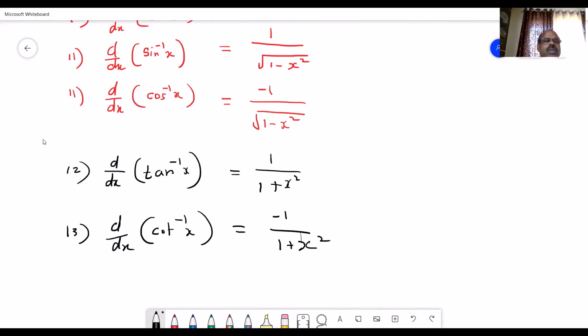Okay, so we have discussed here differentiation of sine inverse x, 1 by square root of 1 minus x square. Differentiation of cos inverse x is minus 1 divided by square root of 1 minus x square. Tan inverse x is equal to 1 by 1 plus x square. Cot inverse x is equal to minus 1 by 1 plus x square.